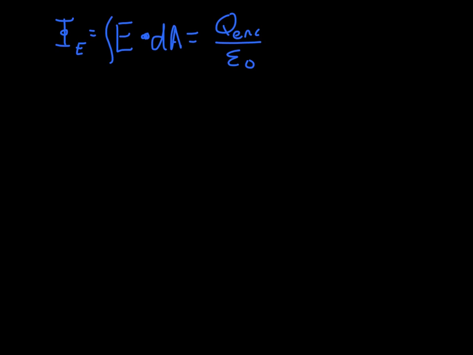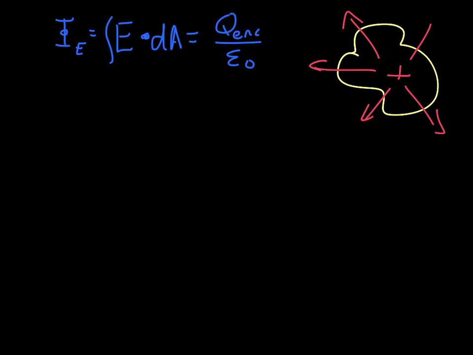So let's talk about how to use this right here. First thing, you'll notice I wrote Q enclosed. That's because if you have some weird surface here, and there is a plus charge, the field lines from this are going to go out. But if you have this charge outside, I'll make this another plus charge, the field lines from it go in, so negative flux, and out, positive flux. Therefore, the only charge that matters is the charge enclosed.